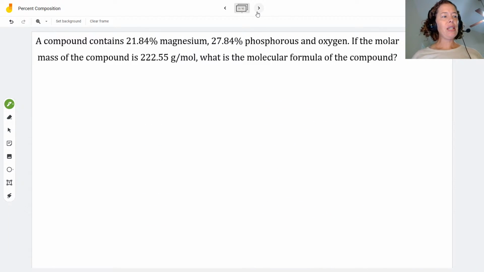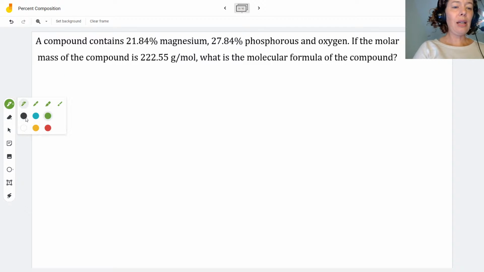Okay, so we've got a compound that contains 21.84% magnesium, 27.84% phosphorus, and oxygen. If the molar mass of the compound is 222.55 grams per mole, what is the molecular formula of the compound? So this is the same deal. This is just a little more complex. Instead of just having 2 elements, we have 3 elements. So our method is going to be exactly the same. We're going to first find the empirical formula, and then we are going to find the molecular formula.